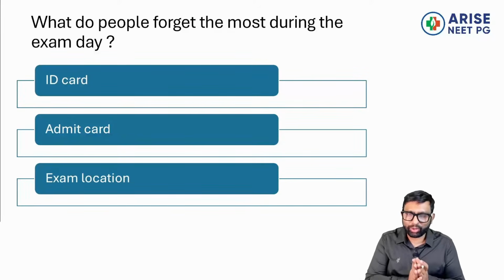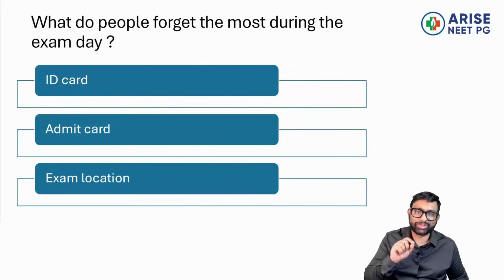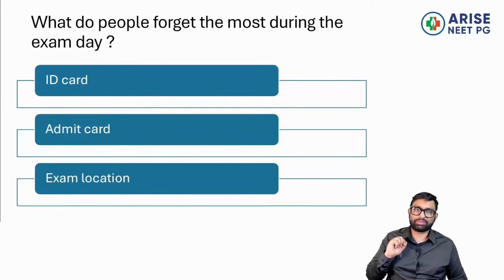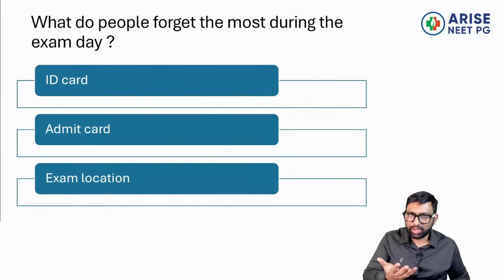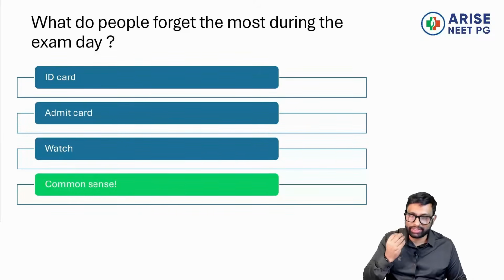Now another tip for all of you before we go into the next question. What do people forget the most during an exam? Is it the ID card, the admit card or the exam location? I've seen a lot of scenarios of people forgetting these things. So which do you think is the most common scenario? From my experience as a teacher teaching a lot of students, I'll tell you what the most common scenario is. On exam day, what I've seen students forgetting the most is their common sense. It is not an ID card, it is not the admit card, it is not the watch, not anything else.